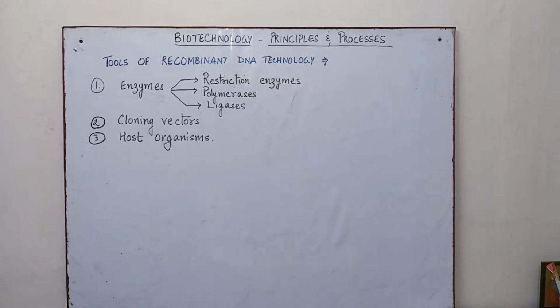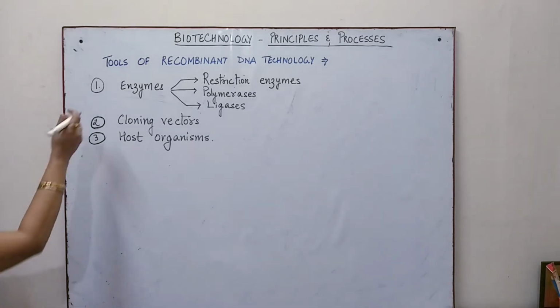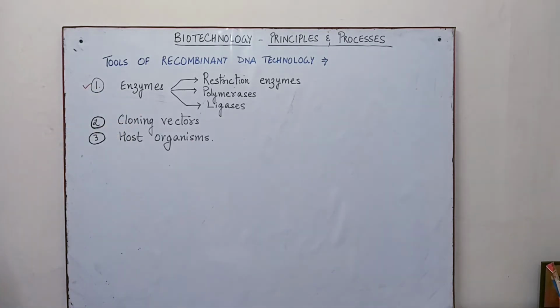In today's video, we'll be talking about another important topic of biotechnology, that is, tools of recombinant DNA technology. These are the tools that help us in getting the rDNA, or the recombinant DNA. The first and foremost important tools are the enzymes. That is, we will talk about the restriction enzymes, the polymerases, the ligases. These are the various enzymes which are utilized in this particular technology.